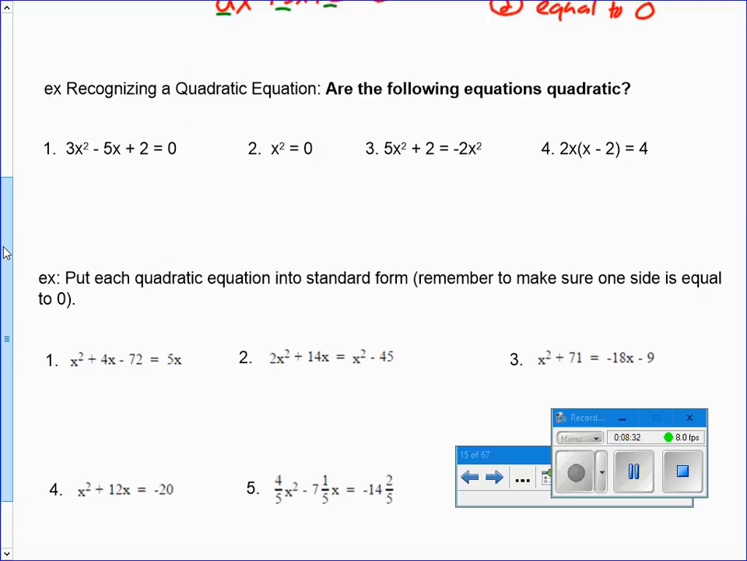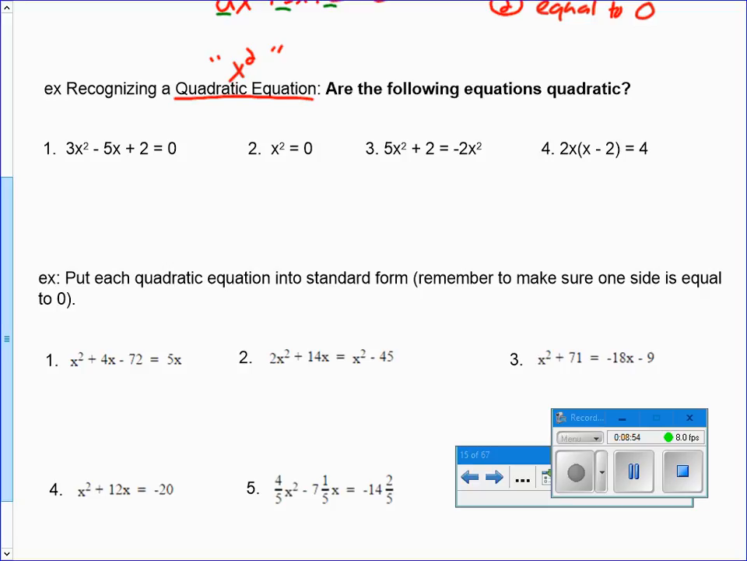So before we can solve any equation, we have to be able to recognize what kind of equation it is. So we have to be able to recognize when we have a quadratic equation, so we know to solve it that way. Recognize if we have a linear equation, we know we have plain x. Quadratic means we're looking for x squared. Let's look through each one of these, see if it's quadratic.